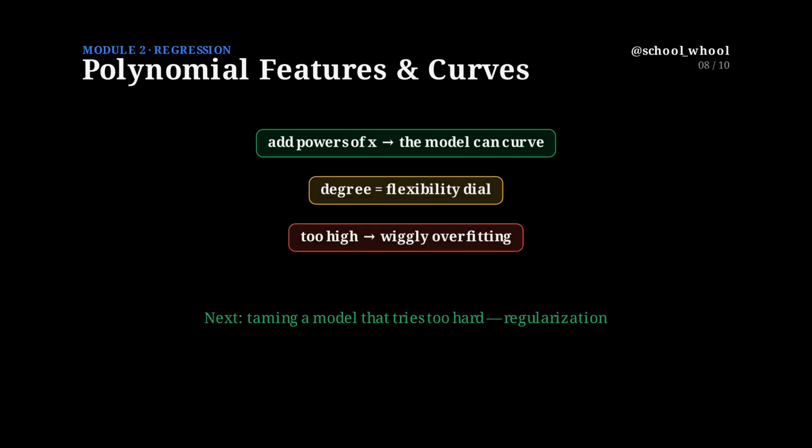Which raises the obvious question. How do we tame a model that is trying too hard? That is our next tool, regularization.